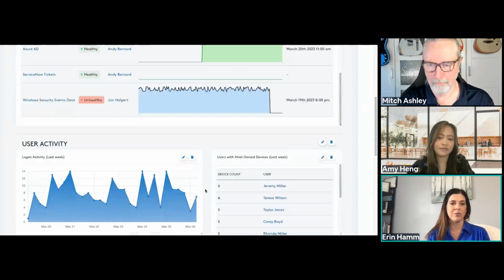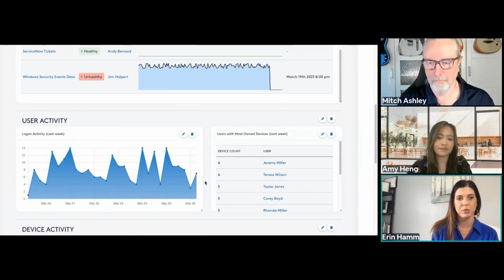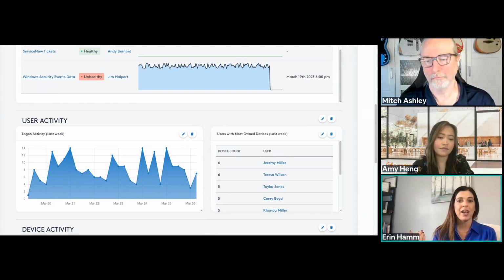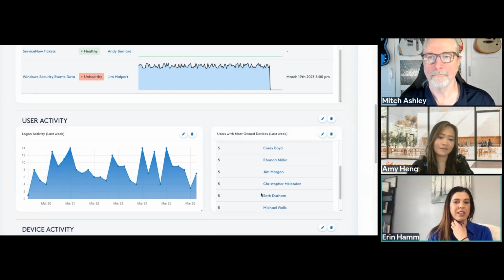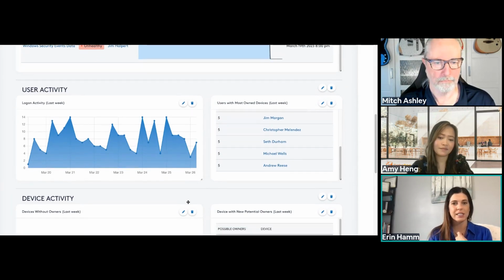Down below that, this is fully customizable, so you can add new widgets and change these widgets. But the way that I have mine set up, the next segment of my dashboard is to look at the user activity. How many users have logged in within the last week? And then, going back to that asset attribution and ownership question, how many users have the most owned devices? So Jeremy Miller has 6 devices that he owns, Taylor Jones 5. And so I'm able to see within the last week who are the ones who have the most assets, and why do they have the most assets?